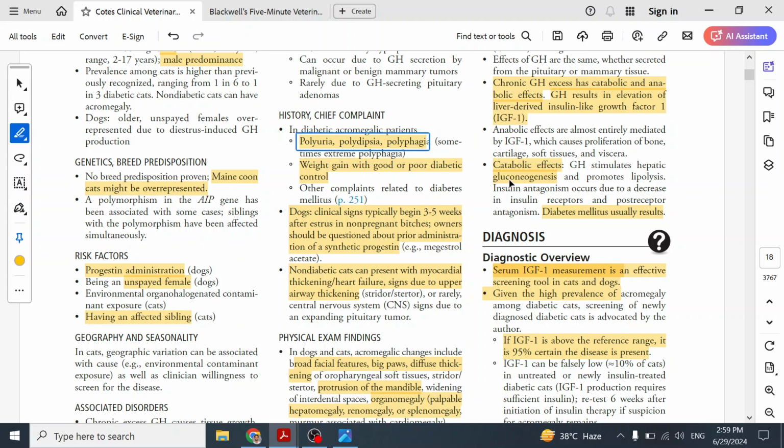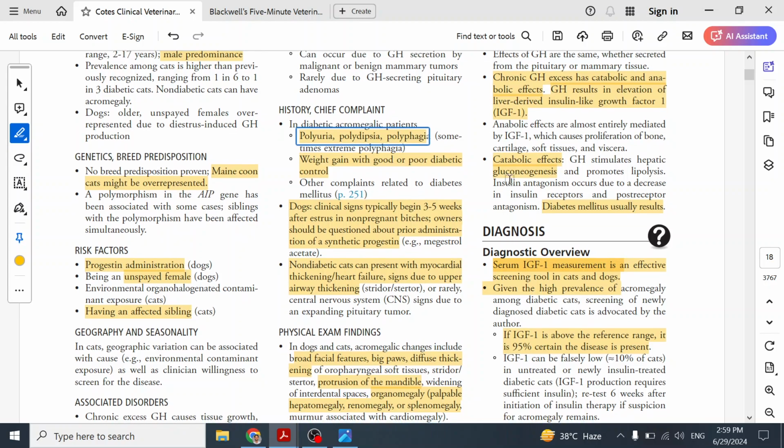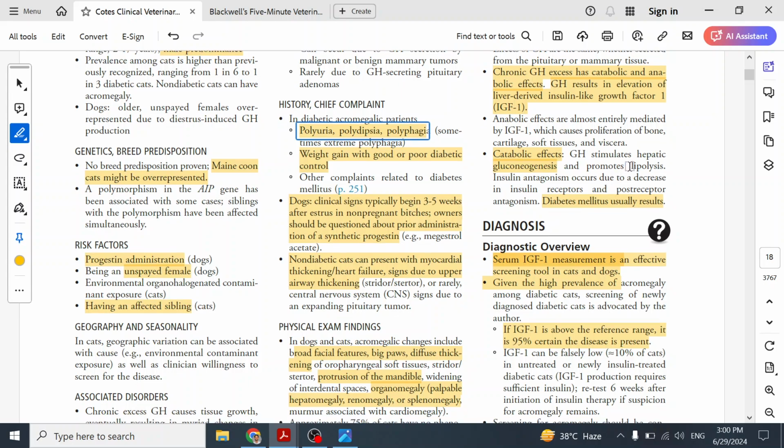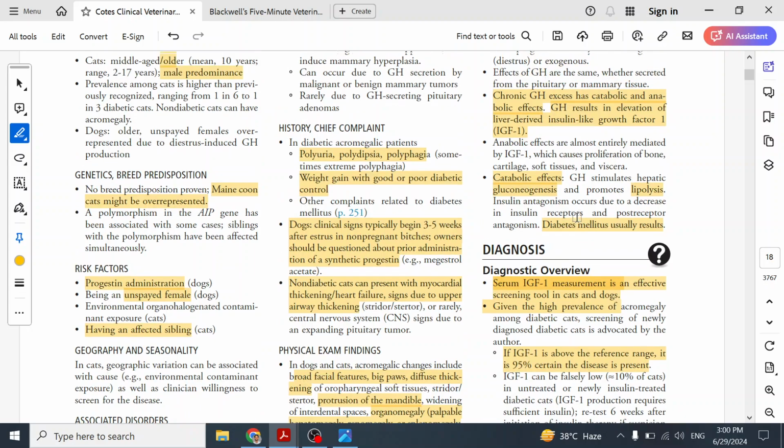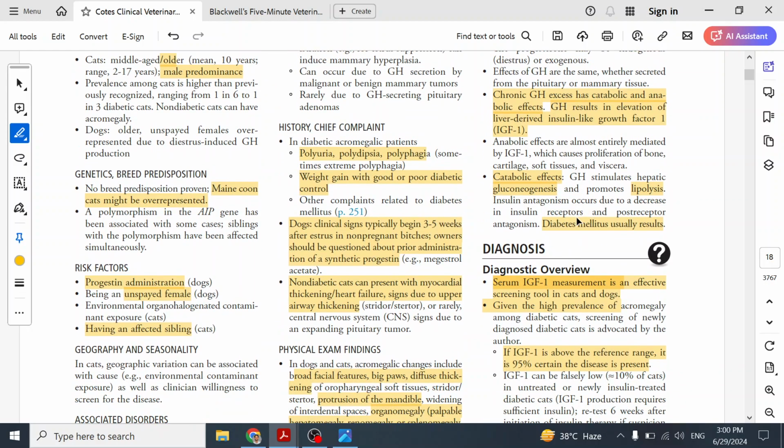In the catabolic effect, gluconeogenesis takes place, and there is lipolysis, production of lipids, and then diabetes mellitus usually results. Okay, so acromegaly results in diabetes mellitus because the catabolic effect takes place, gluconeogenesis happens, and there is a hyperglycemia which results in diabetes mellitus.